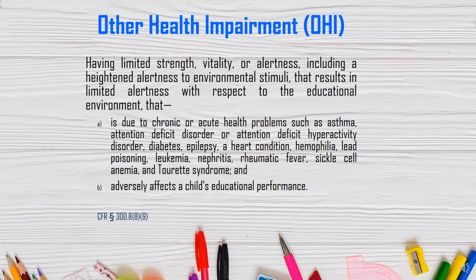Now let's talk about other health impairment, or OHI. Other health impairment is an umbrella term that encompasses hundreds of types of medical conditions. But what's central to all the disabilities falling under other health impairment is that the child must have limited strength, vitality, or alertness due to chronic health impairment, which negatively affects their educational performance.